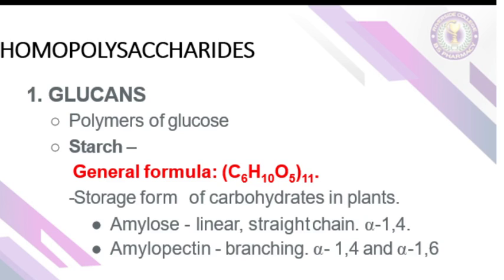So your starch is a long chain of polysaccharide which is purely glucose. Your starch has two forms: you have your amylose and your amylopectin. In your amylose, we have a linear straight chain, alpha 1 and 4. For amylopectin, you do not need to know the details, but you need to know that starch has amylose and amylopectin.